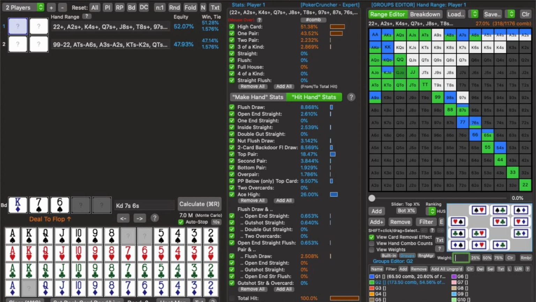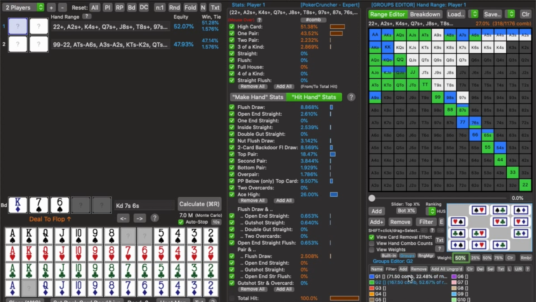Now, queen jack offsuit, I do like a 50-50 strategy because it does have some runner straight potential. I mean, you definitely don't want to be betting it all the time, but I think betting it some of the time as a bluff works pretty well.